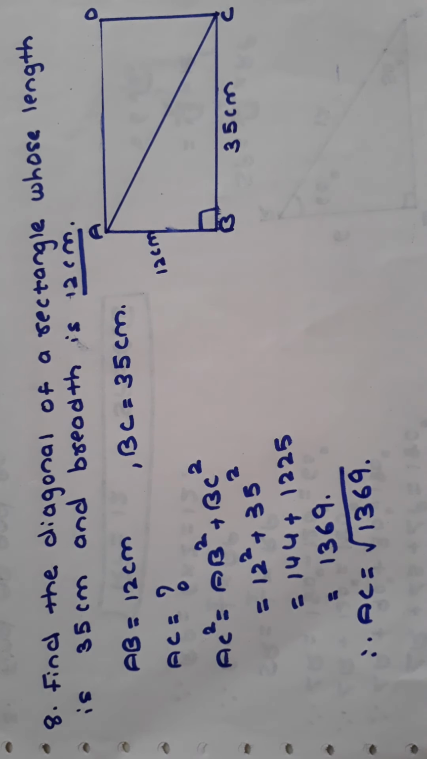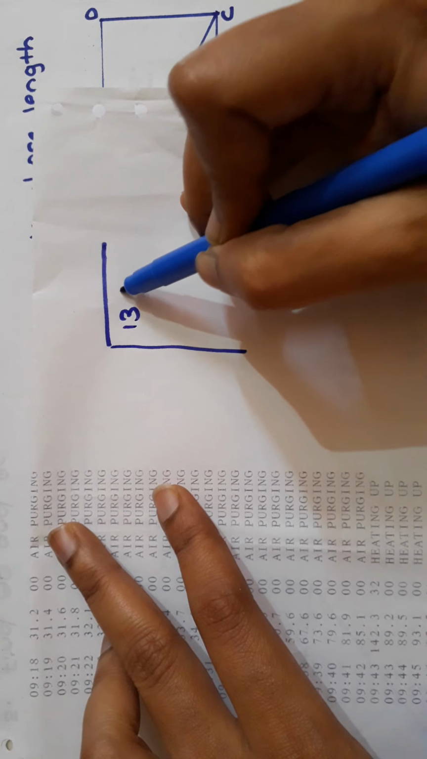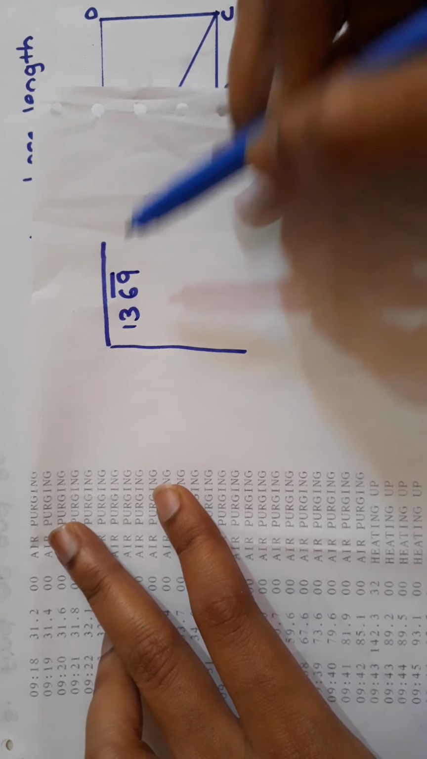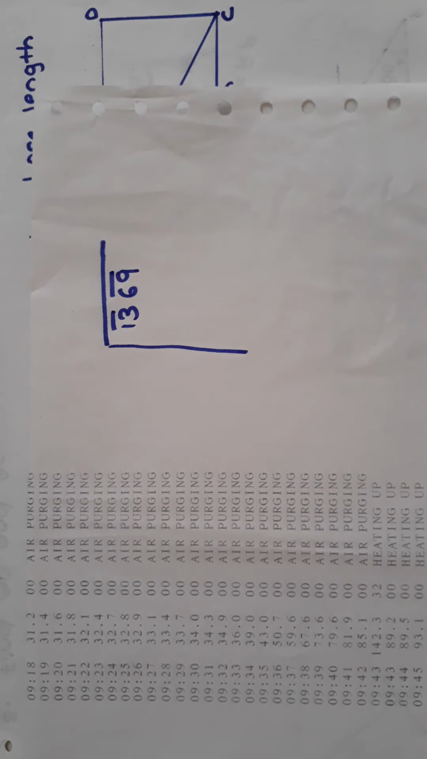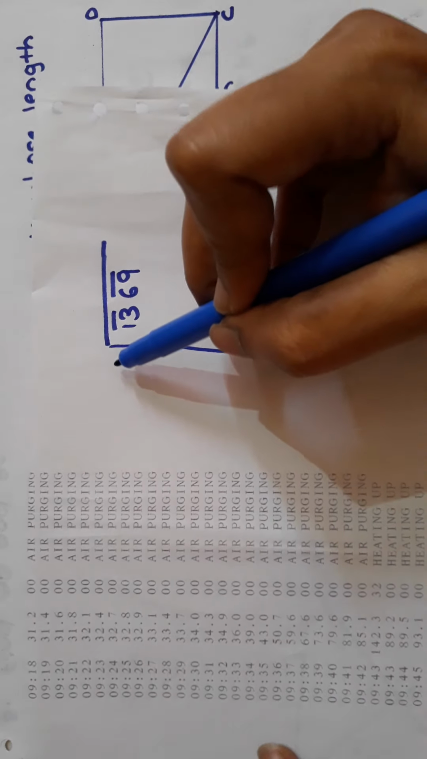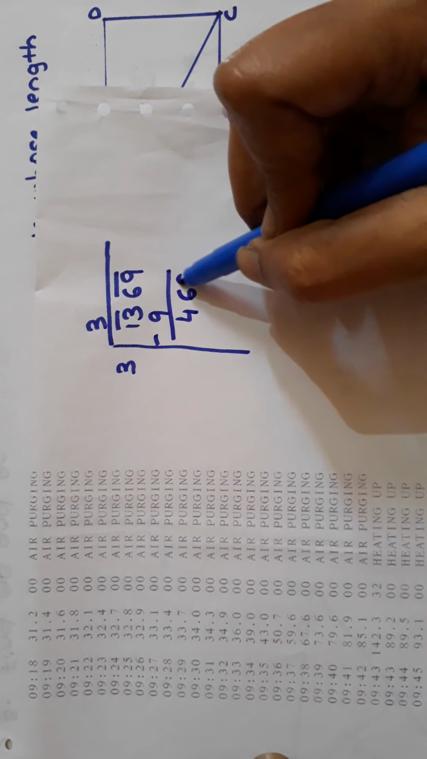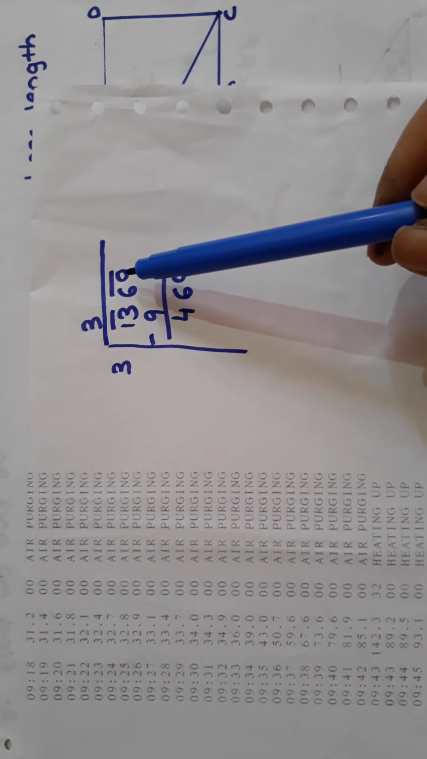Now to find the square root of 1369, I am going to use the division method. Start pairing the numbers from the right. Pair up 69 and 13. Now look for the number whose square is 13. There is no number whose square is 13, so look for a number whose square is less than 13. 3 3s are 9, 4. 69. Since I have paired 69, so I take 69 below.